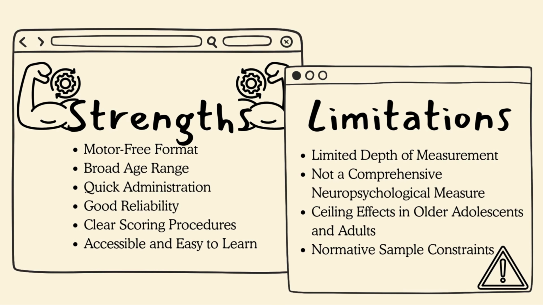So, some of the strengths is that it's motor free format, which is great. Basically, it measures visual perceptual processing without requiring motor responses, making it appropriate for students with fine motor difficulties. It has a broad range. It has quick, simple administration. It typically only takes 20 to 25 minutes to administer, and it has straightforward instructions with minimal materials, and it has easy scoring. Raw score equals correct items.